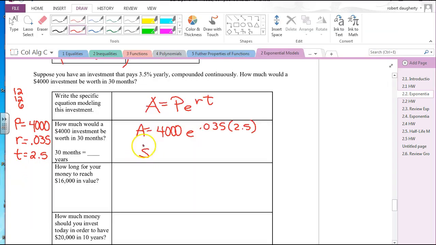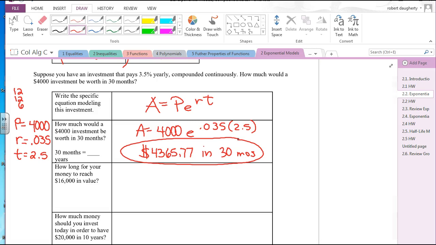It means that I will have $4,365.77 in what, 2.5 years or 30 months. That's how much that investment will be worth in that amount of time. How much interest did I earn? Yeah, 365.77, because if I started with 4,000 and I ended up with 4365.77, I earned 365.77.